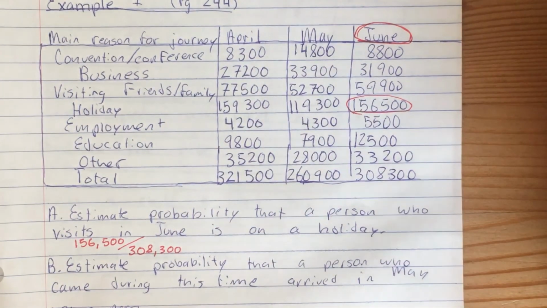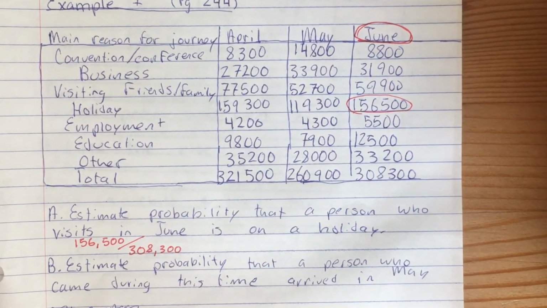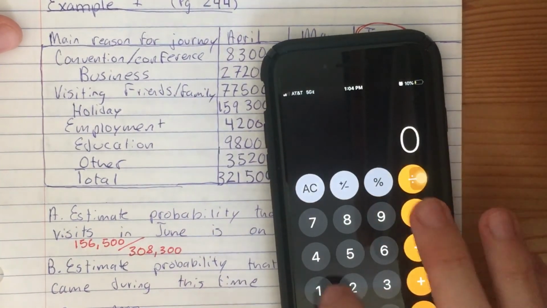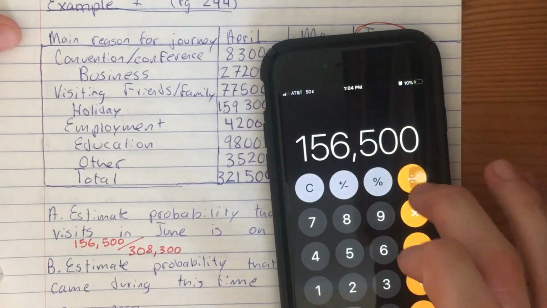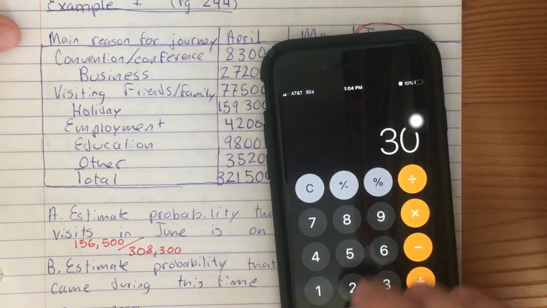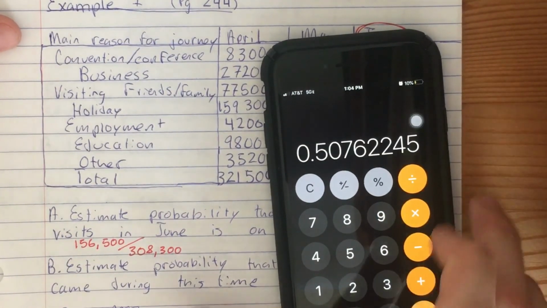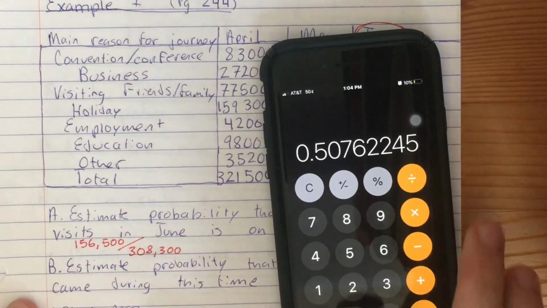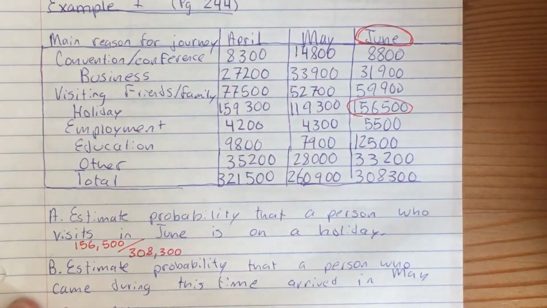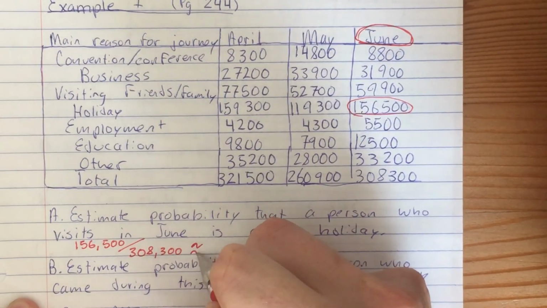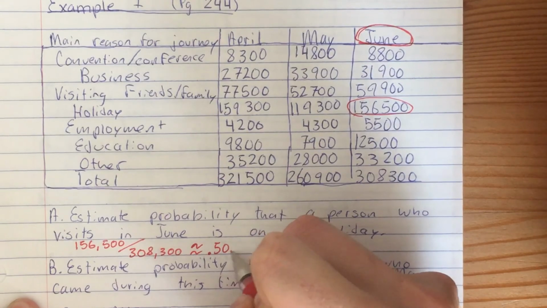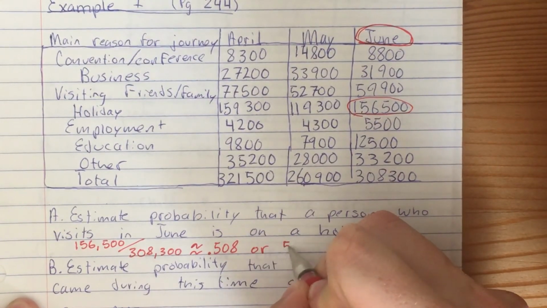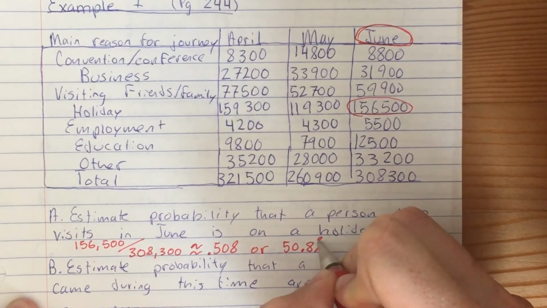Now, that fraction is fine. Typically, you can express probabilities in three ways. You can have that fraction, or you can get a decimal from it. In this case, we're going to say 0.50, and we'll round that up to 8. So that's approximately 0.508, or if you wanted to make that a percentage, it's roughly 50.8%.